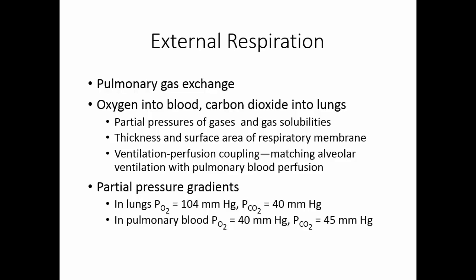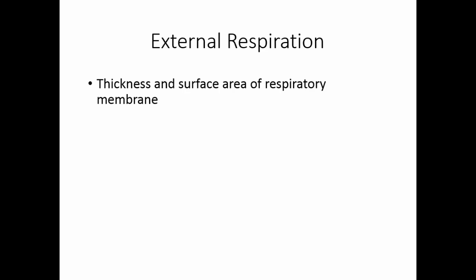So you can see we have different concentrations of oxygen and carbon dioxide. The reason that we don't have much of a gradient for the carbon dioxide is because carbon dioxide, remember, is about 20 times more soluble than oxygen. The thickness and the surface area of the respiratory membrane play a role in diffusion. In a healthy person, the membrane is only about a half to 1 nanometer thick.